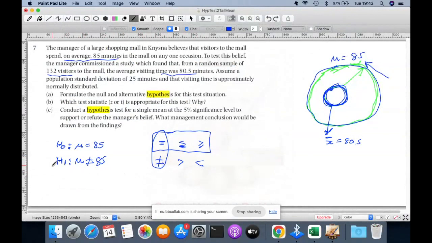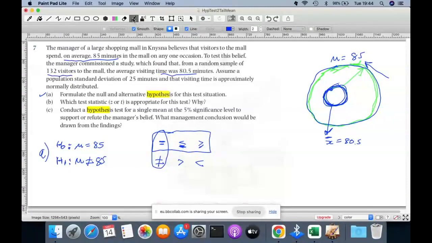So that's question A. That's basically how you state your hypothesis. Now, step 2, or question B. So we've answered question A. Now let's get to question B. Question B says, which test statistic, Z or T, is appropriate for this test and why?